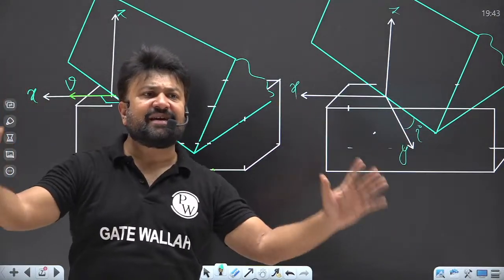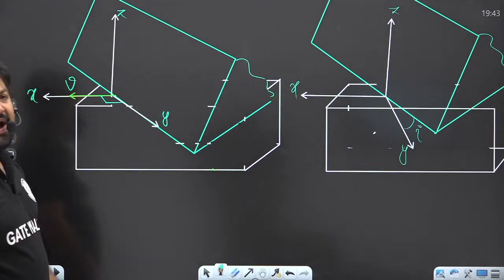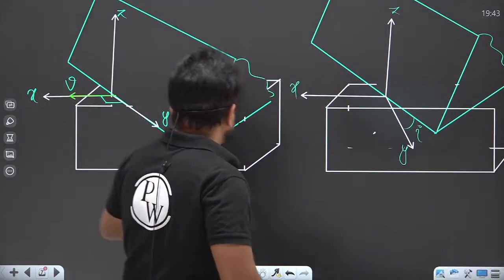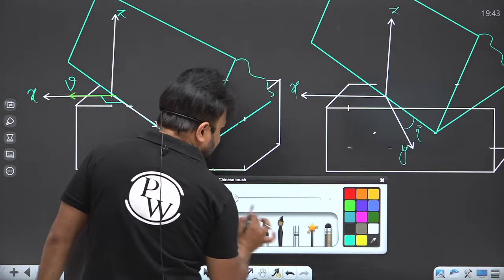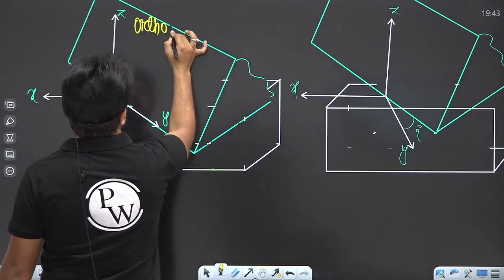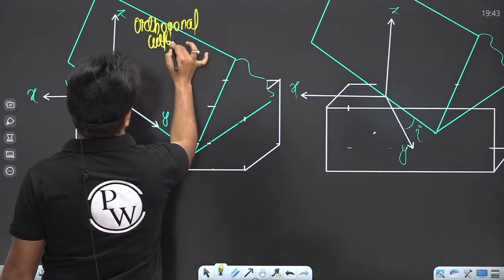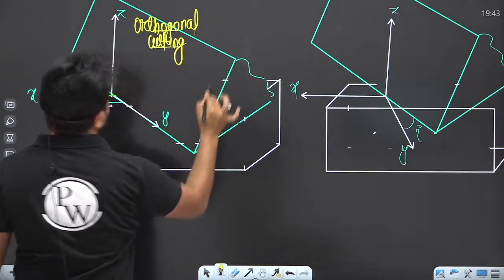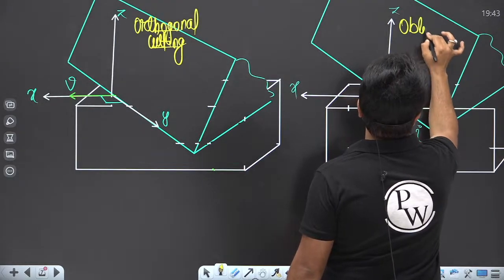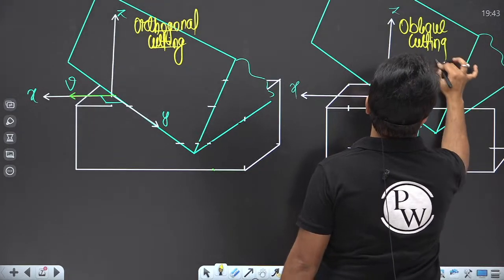Now the thing is crystal clear. Yes or no? I have removed the chip in both the cases. So this is what, my dear? This is the orthogonal cutting, right? And this is your oblique cutting.